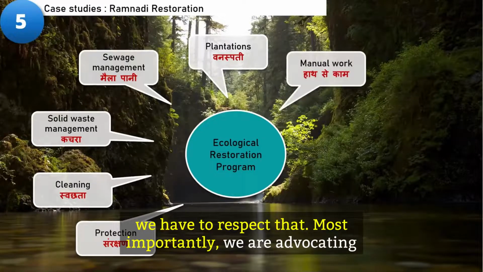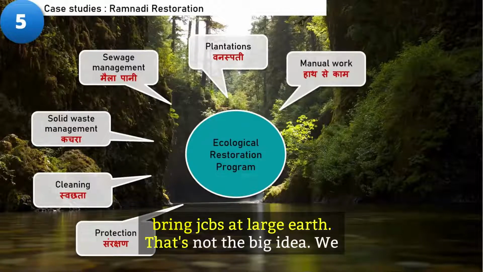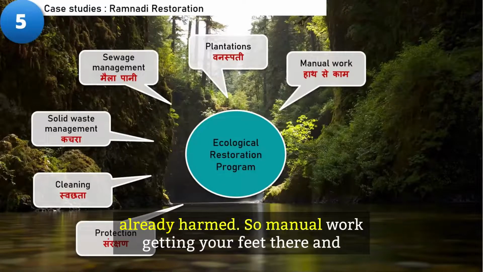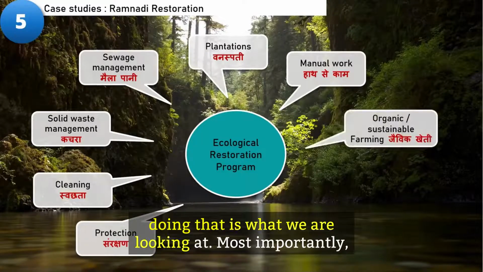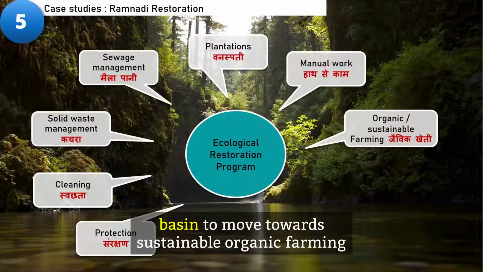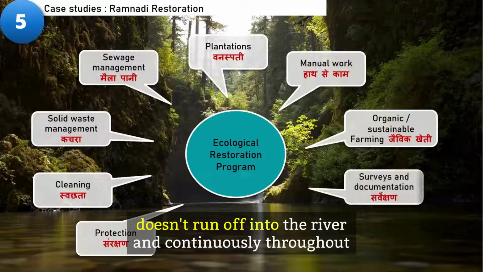Most importantly, we are advocating only manual work in river restoration. We don't want to bring JCBs and large earth movers. That's not the big idea. We really don't want to harm the river more than we have already harmed it. So manual work, getting your feet there and doing that, is what we are looking at. We are also trying to persuade farmers in the entire basin to move towards sustainable organic farming, where they don't use chemical fertilizers, where the water doesn't run off into the river.